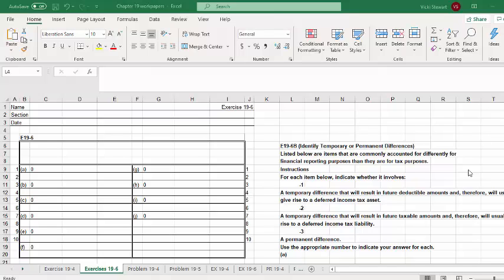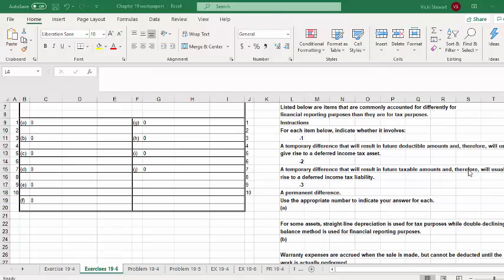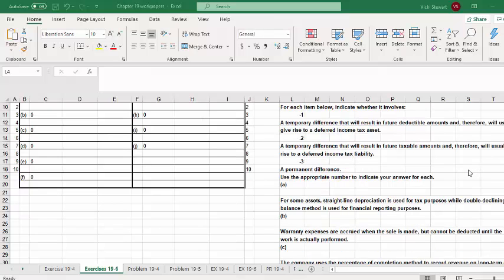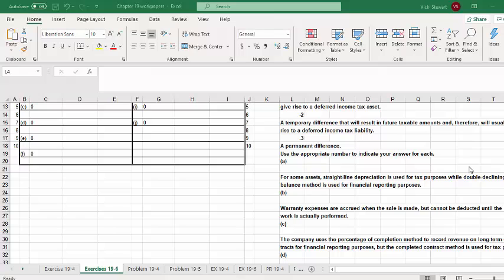The instructions tell us for each item below indicate whether it: 1. Involves a temporary difference that will result in future deductible amounts and therefore will usually give rise to a deferred income tax asset, or 2. A temporary difference that will result in future taxable amounts and therefore will usually give rise to a deferred tax liability, or 3. A permanent difference. So we're going to use the numbers 1, 2, and 3 to determine whether these are going to give rise to a deferred tax asset, deferred tax liability, or a permanent difference.